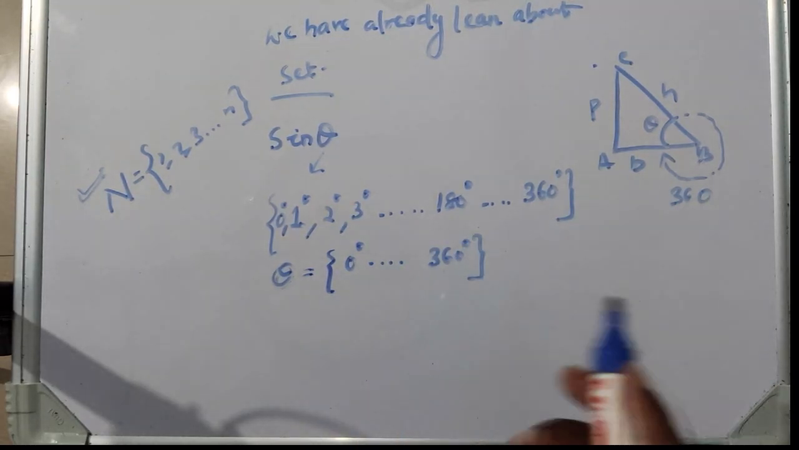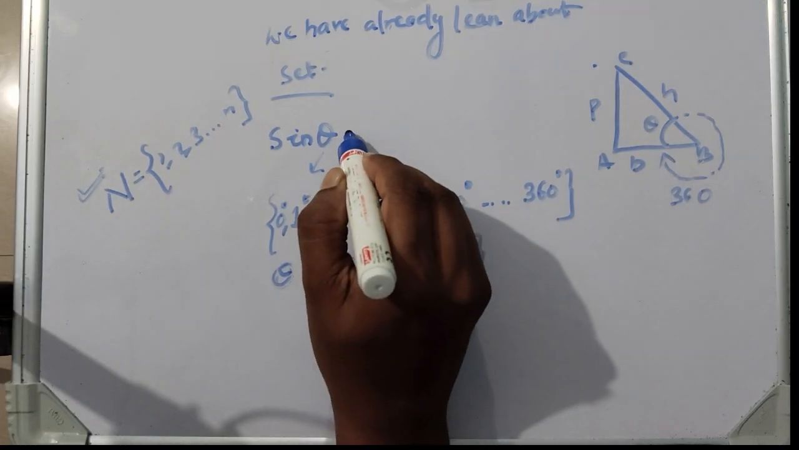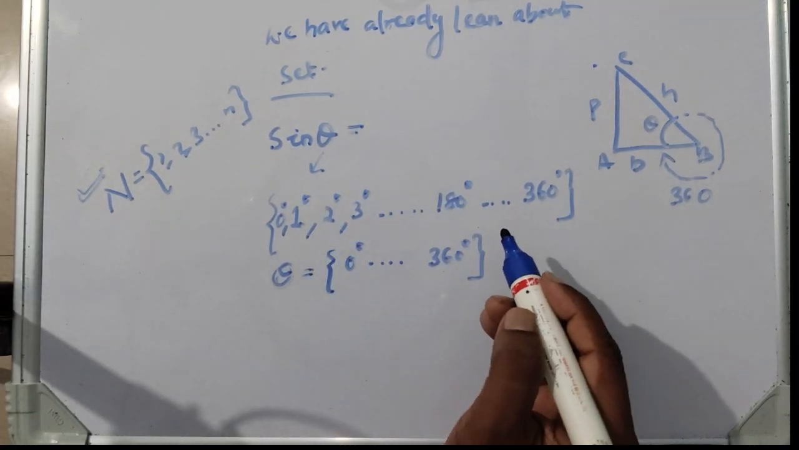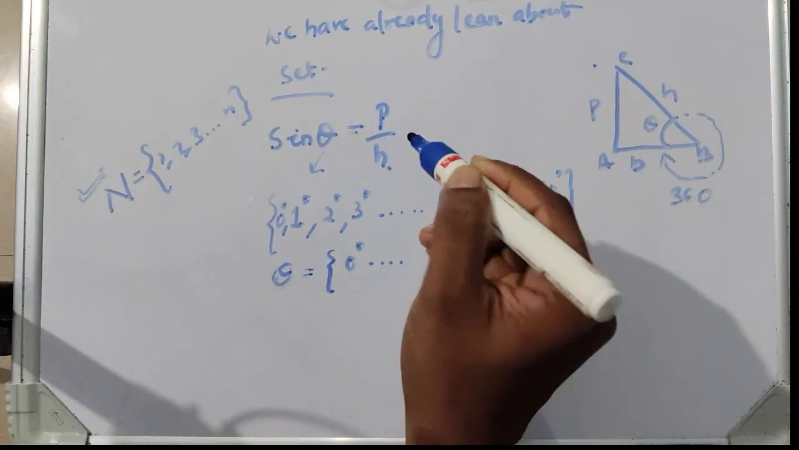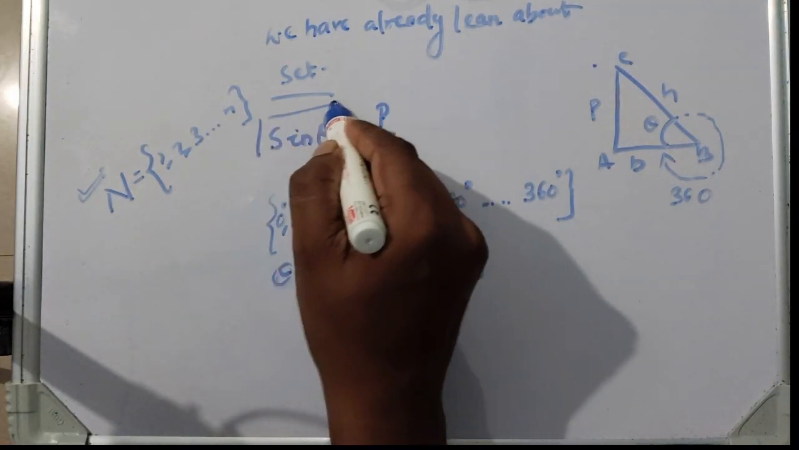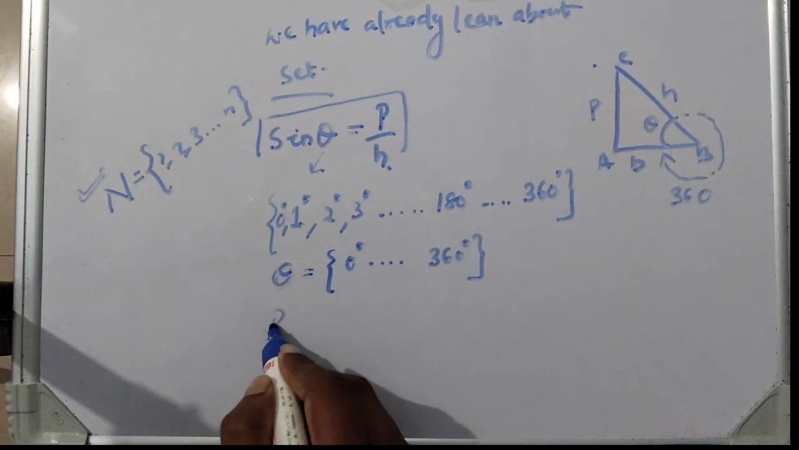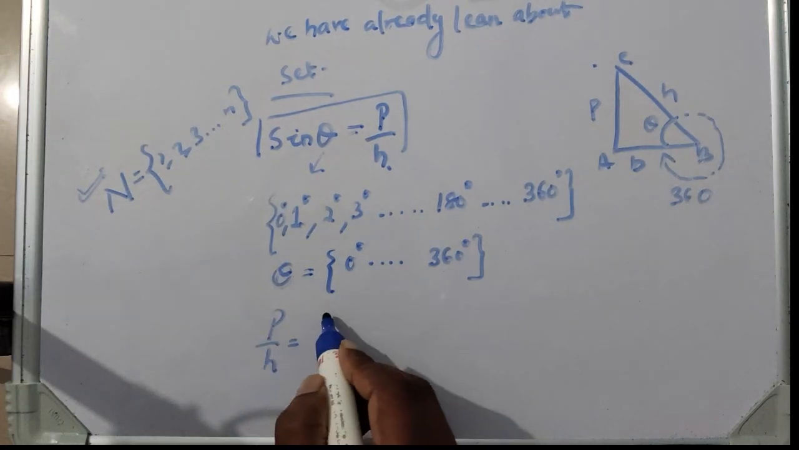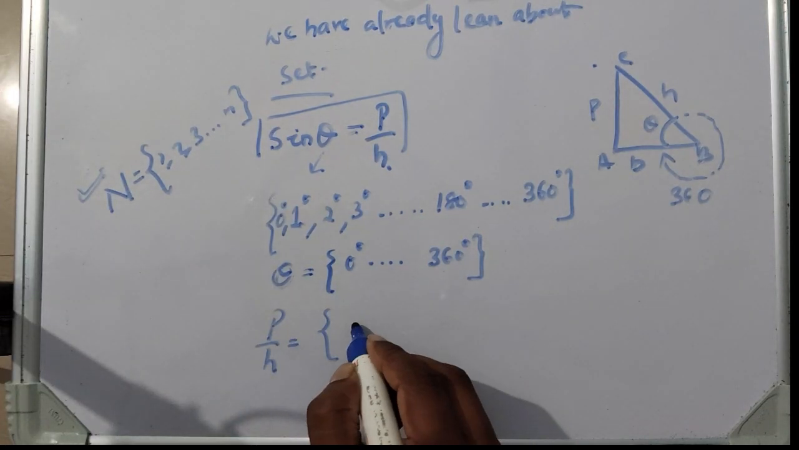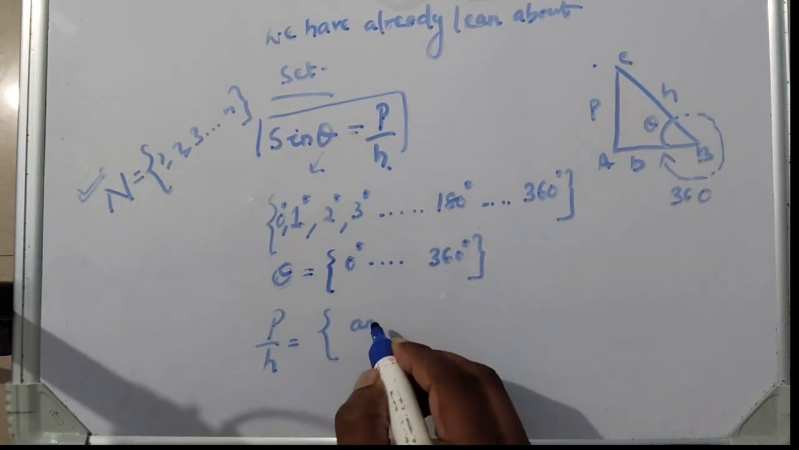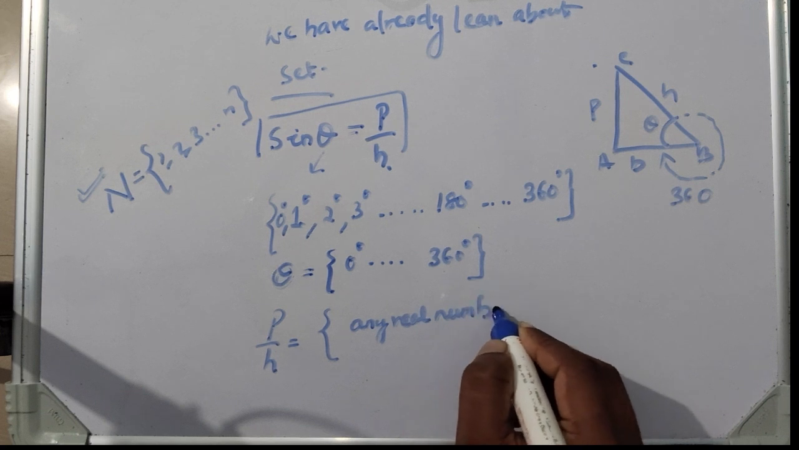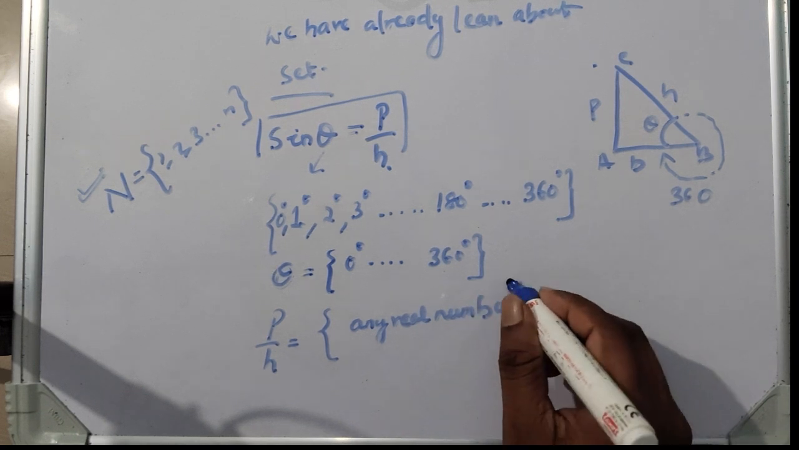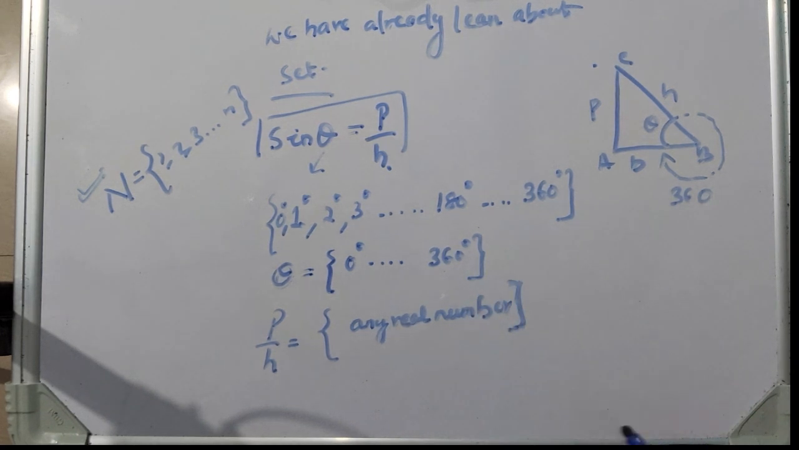Similarly, what is the value of p by h? We know sine theta is equal to p by h. Now p by h value can take any real number. Just consider any real number. But now can it take any real number? Let's see.